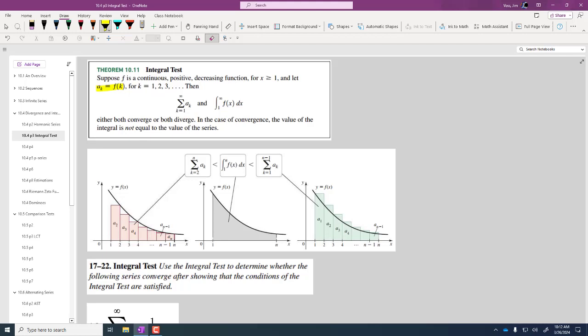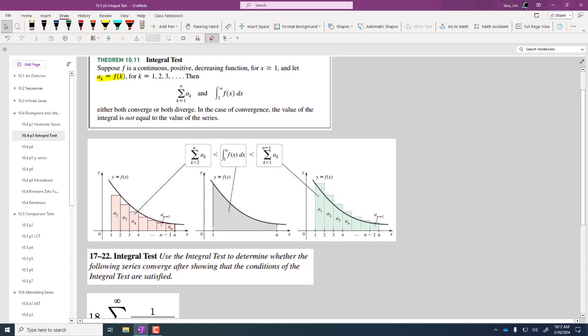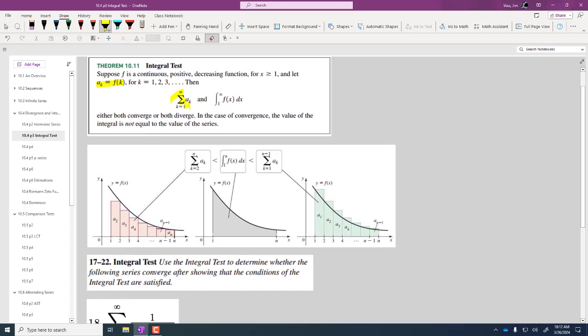Then, here is the integral test. The infinite series and the improper integral do the same thing. So the improper integral is measuring the area beneath the curve, right there. The series is measuring the sum of all those rectangles. So they do the same thing. The infinite series and the improper integral do the same thing. That's what this test is all about. Either both are going to converge or both are going to diverge.